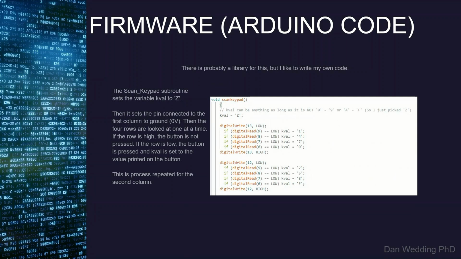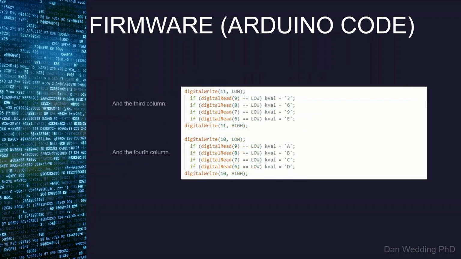The scan keypad subroutine sets the variable kval to Z. Then, it sets the pin connected to the first column to ground. Then the 4 rows are looked at one at a time. If a row is high, the button is not pressed. If the row is low, the button is pressed, and kval is set to the value printed on the button. This process is repeated for the second column, and the third column, and the fourth column.